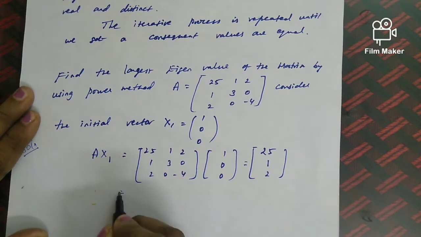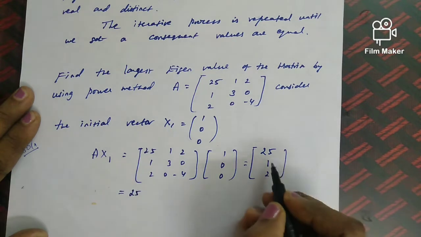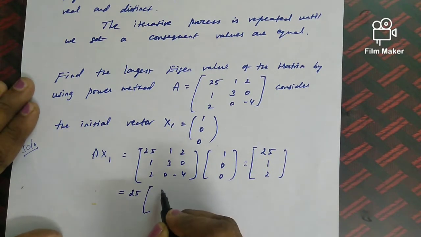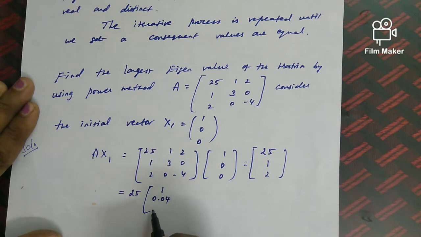Why are we taking the 25 outside? Because that is the largest value in this matrix. So when you are taking the 25 outside, the first element is 1 by 25. Using a calculator we can get the answer as 0.04, and here we get 0.08.